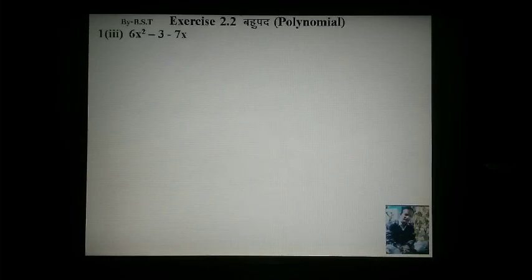6x square minus 3 minus 7x. Students, this question is not arranged in the standard form of the polynomial, so you should first write it in the standard form. First the x square term, then the 7x term, then 3. So we can write it 6x square minus 7x minus 3. Now solve similarly. First multiply 6 to 3, coefficient of x square to constant term, 6 times 3 is 18.